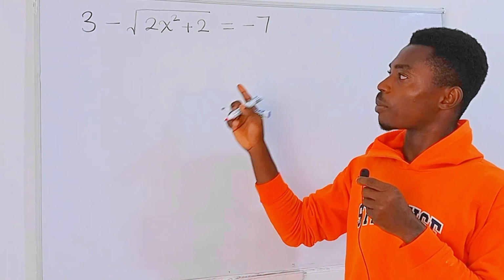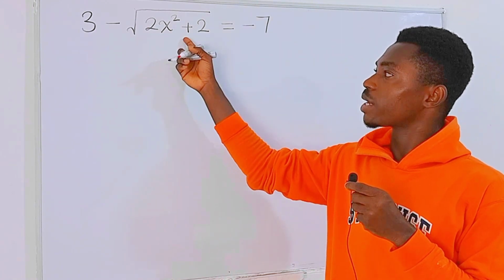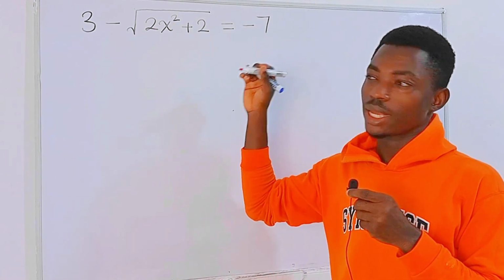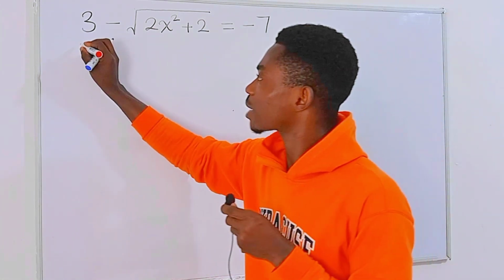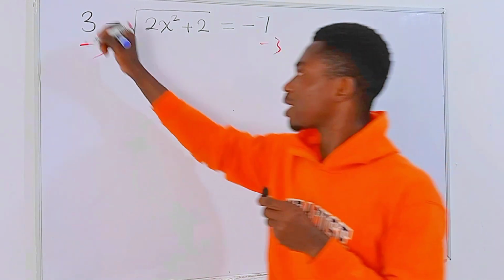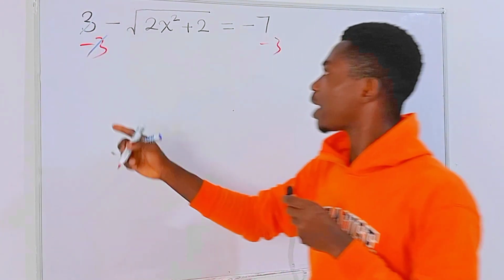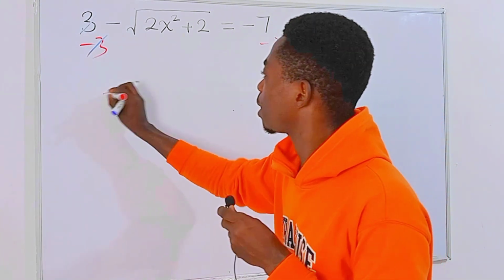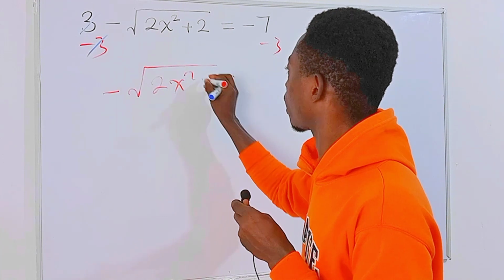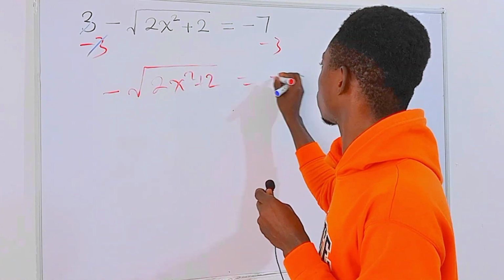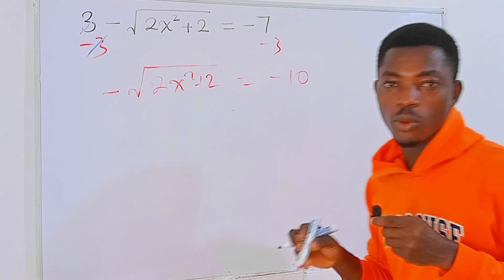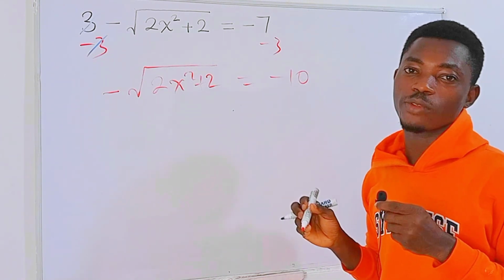So with this one, I'm going to maintain the term with the radicals on the left-hand side, then those without radicals on the right. And I can only do that by subtracting 3 from each side of the equation so that this and this will go. Then on the left-hand side, we'll be left with negative square root of 2x squared plus 2 is equal to negative 10. This equation right here will only be simple if you square each side of the equation.